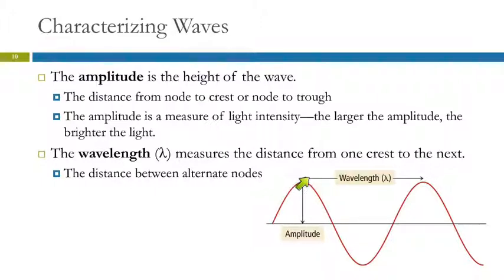We can measure the distance from one crest to the next crest, and that's called the wavelength. It's the length of a wave. That is given the symbol lambda, so Greek lowercase l. The amplitude corresponds to how intense or how bright the light is. If the amplitude is large, the light is very intense, it's very bright. The wavelength we perceive as different colors.